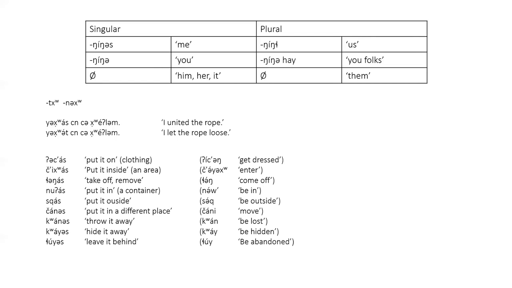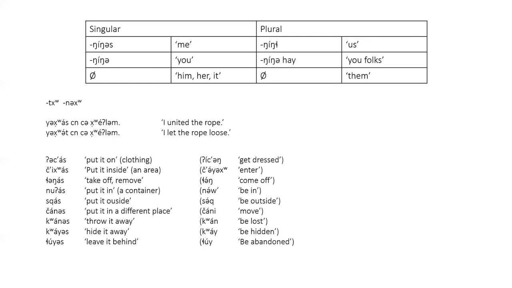Hide it away: Quias, for the word quai, be hidden. Leave it behind: Shoyas, for the word shoy, be abandoned. Note that each of these nine verbs involves action happening at a particular place, even if the English translation doesn't use "put."